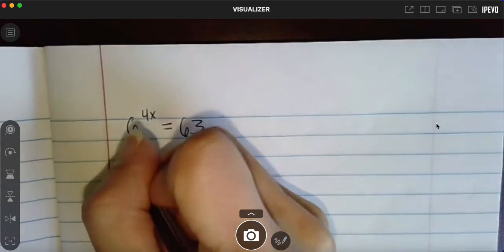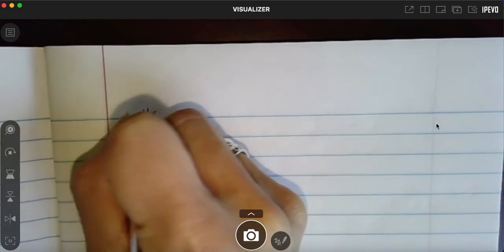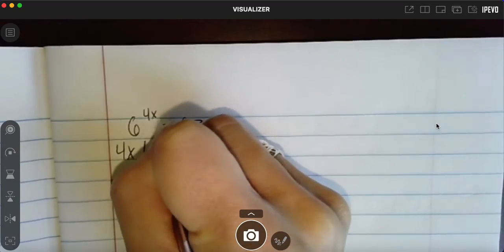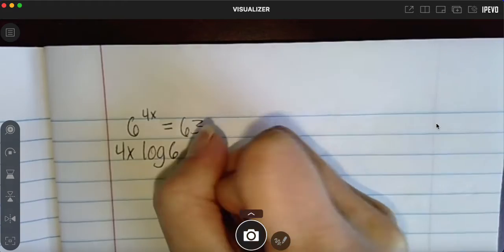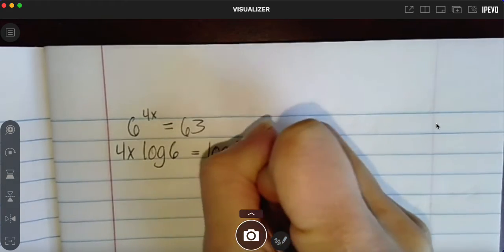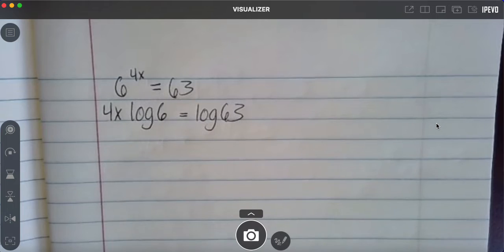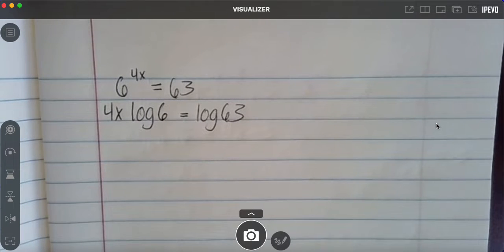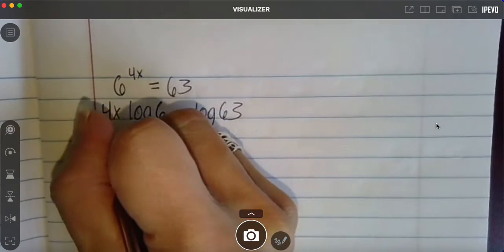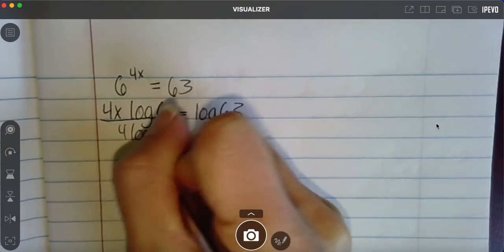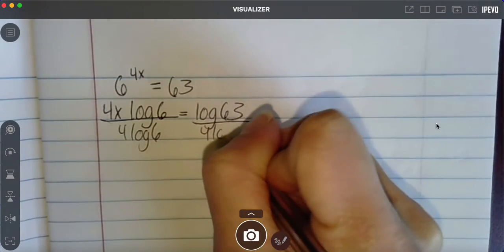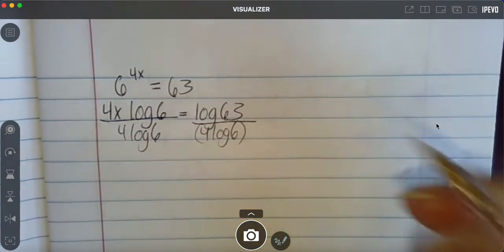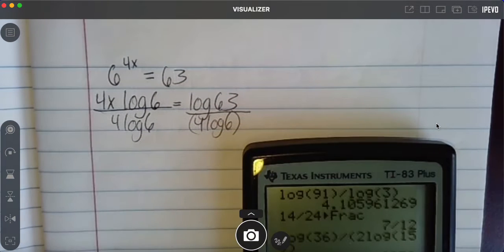So she went ahead and put her steps together, but she put the 4x out front. 4x log of 6 equals the log of 63. She can move the 4x out front because that's our rule. Is that all you did? No, you haven't solved for x. You have to divide by 4 log 6, and make sure that all that goes in the parentheses.